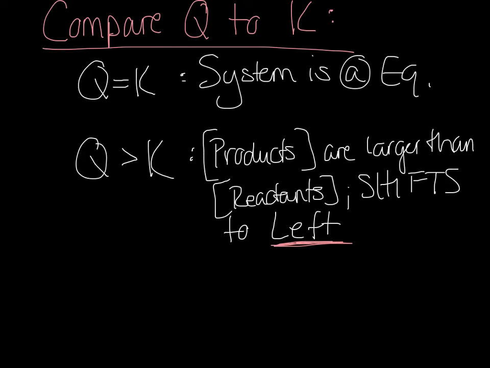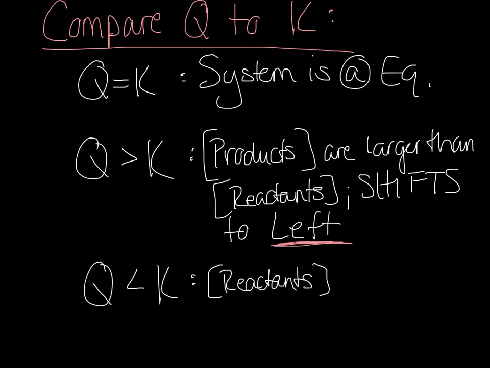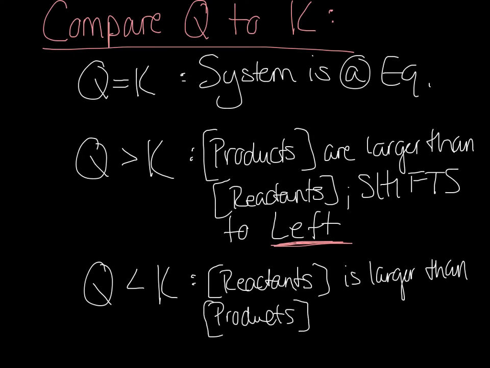The other situation we can have is when Q is less than K. In this case, the concentration of the reactants is larger than the concentration of the products. Sorry for my handwriting. And that means that the reaction is going to shift to the right.